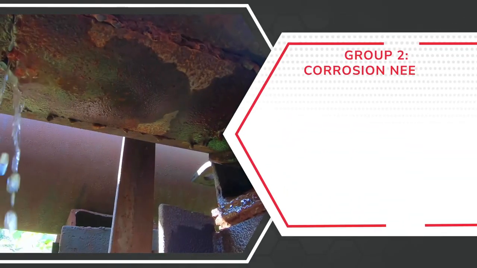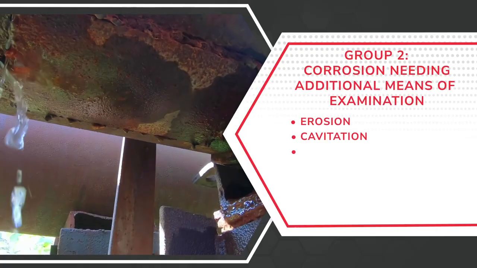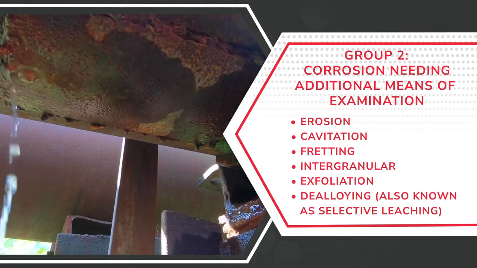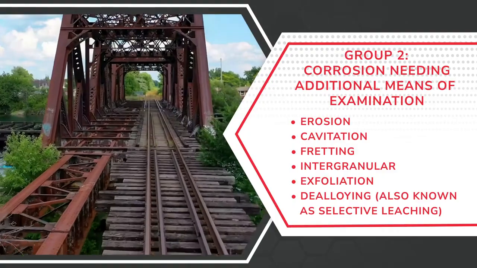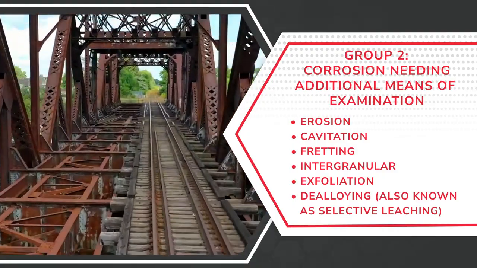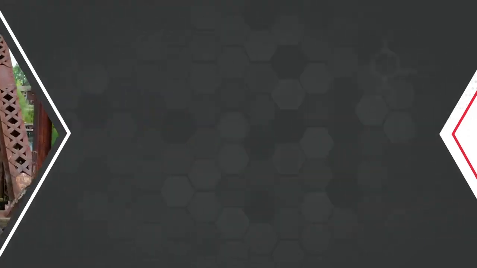The next group of corrosion includes types that require additional examination. Often this corrosion is caused by ongoing exposure to corrosive fluids, gas pockets, and chemical segregation that deteriorates grain boundaries in the microstructure of metals and alloys.